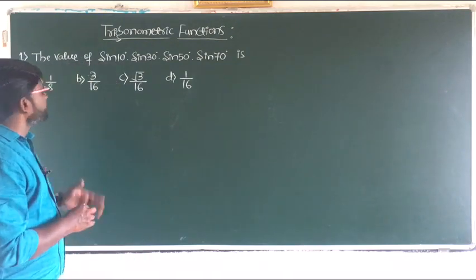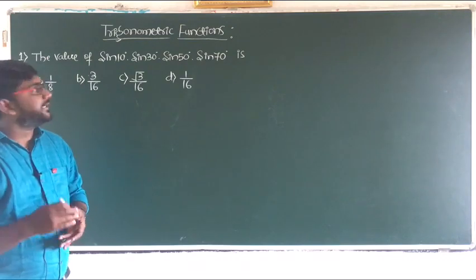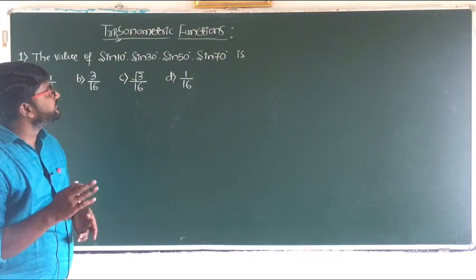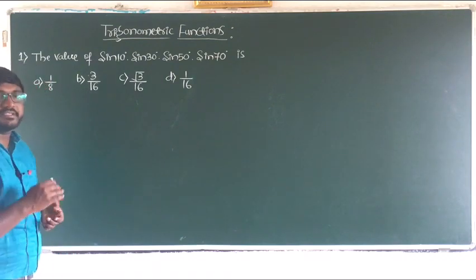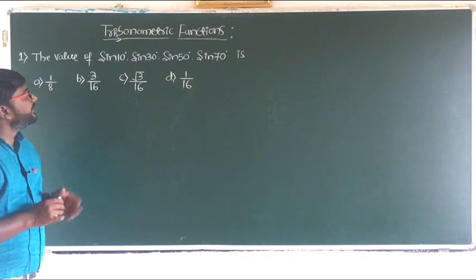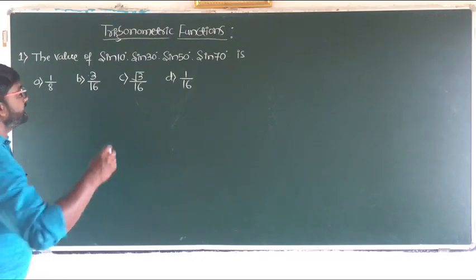So here the first question: the value of sine 10 degree, sine 30 degree, sine 50 degree into sine 70 degree is. The four options are 1 by 8, 3 by 16, root 3 by 16 and 1 by 16. This was asked in 2011. So let us solve this.